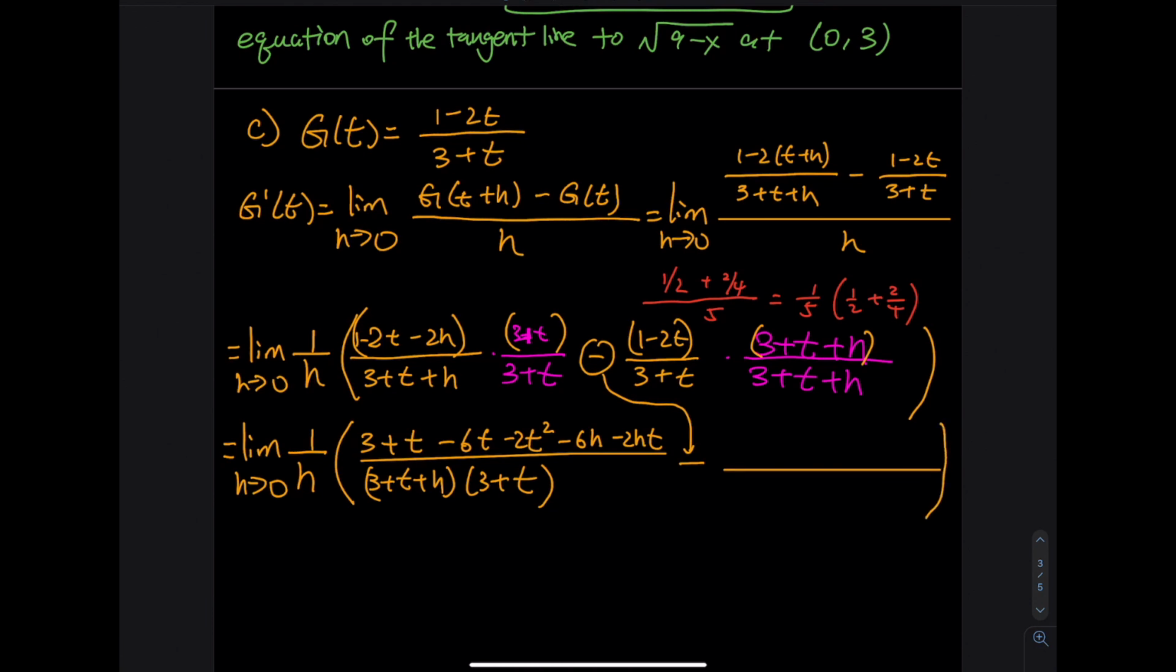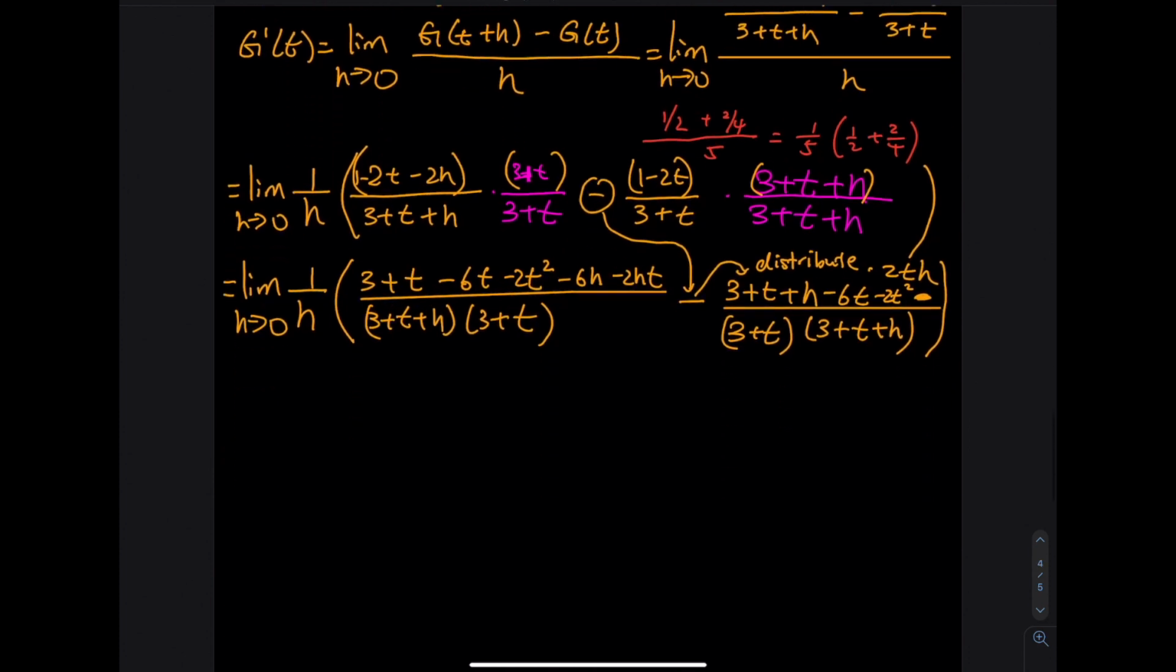And then the denominator, don't expand that. Just put them right next to each other. And then the top, you have 3 plus t plus h minus 6t minus 2t squared plus, oh, the last one is a minus 2th minus right here. And then you have to distribute. I was trying to write dist, so distribute.